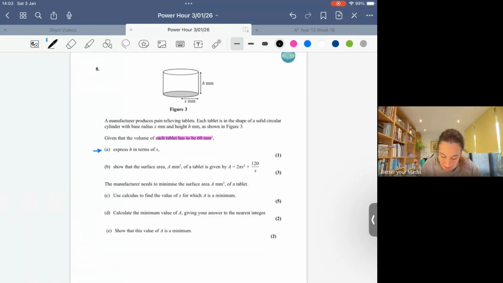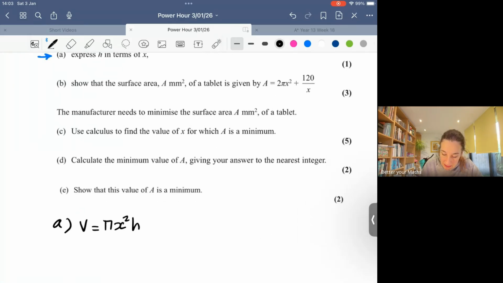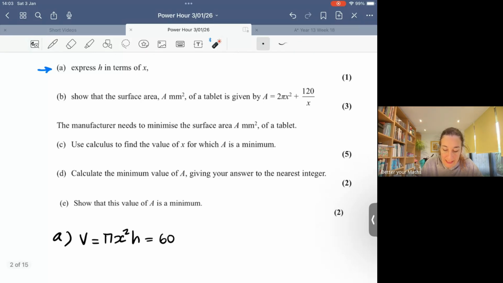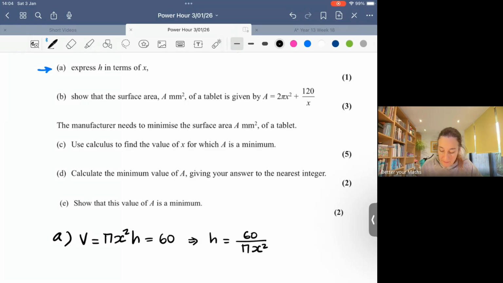The volume is going to be the area of the base, so pi r squared. My radius is called x, multiplied by h. So that's the volume, and we say that that's equal to 60. And we have to make h the subject. Just leave it in terms of pi. So h is going to be 60 divided by pi x squared. That's what we need to do. It's 1 mark, so don't expect too much.